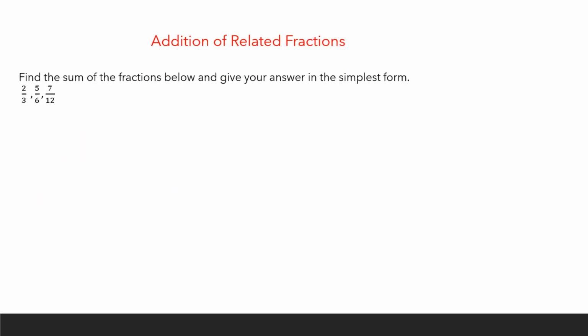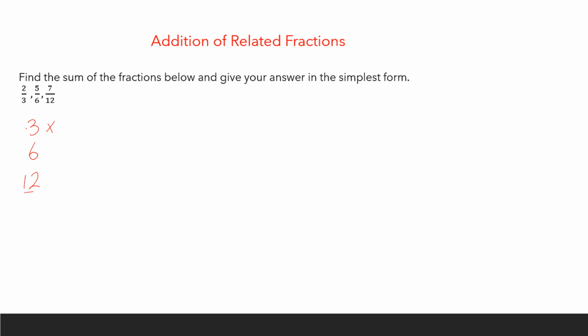And here is another example of related fractions. The question is the same: find the sum of the fractions below and give your answer in the simplest form. Our fractions are 2 by 3, 5 by 6 and 7 by 12, and our denominators are 3, 6 and 12. We can see that our highest denominator is 12 and 6 is a factor of 12 and 3 is also a factor of 12. So our goal is to make all the denominators equal.